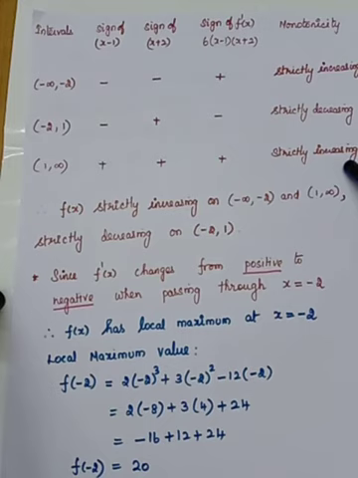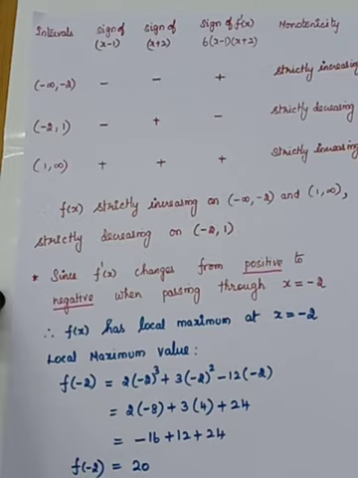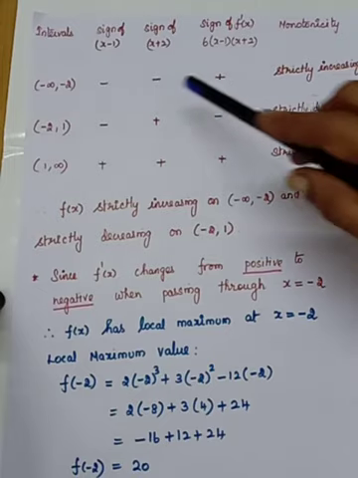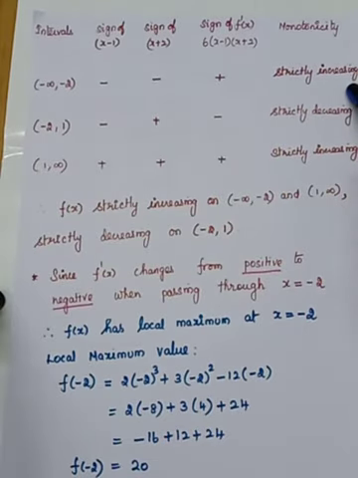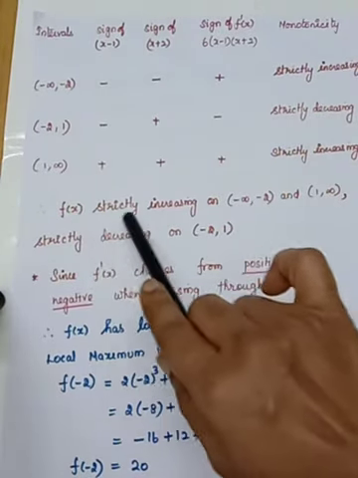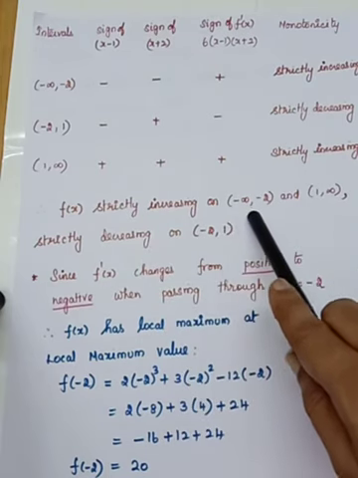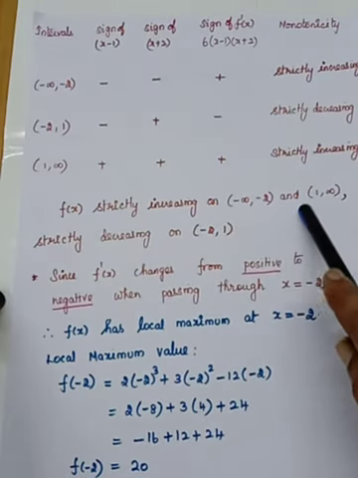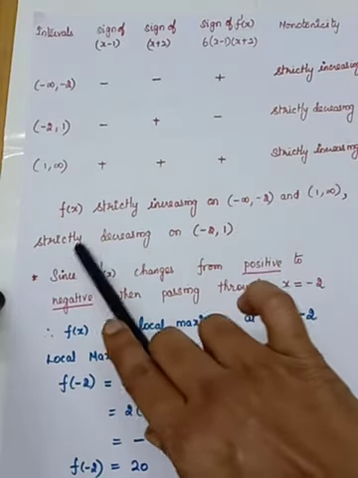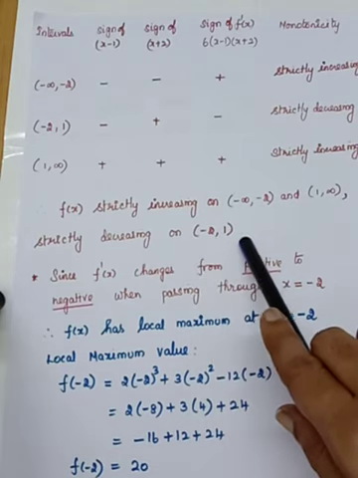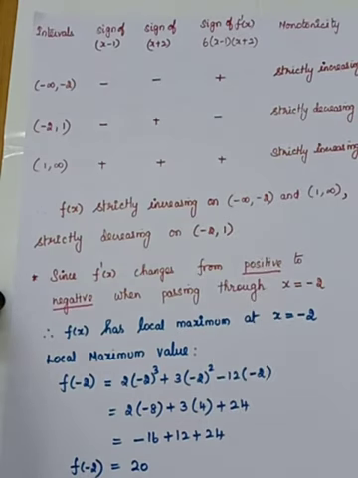So, here we have decided in what intervals the function is increasing or decreasing. You see that in these open intervals, f of x is strictly increasing on minus infinity to minus 2 and 1 to infinity, and it is strictly decreasing on minus 2 comma 1. So, for the first question, we have found the intervals of monotonicity.